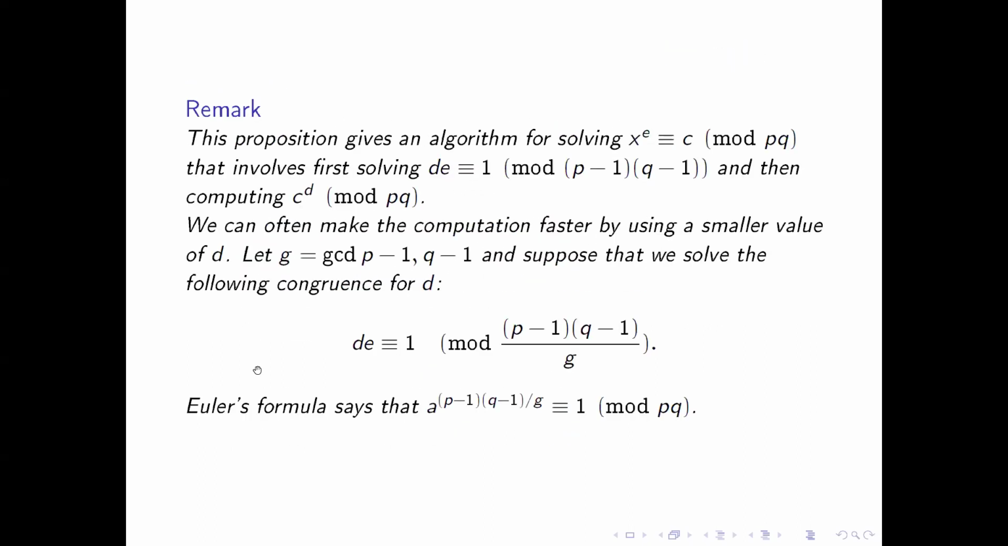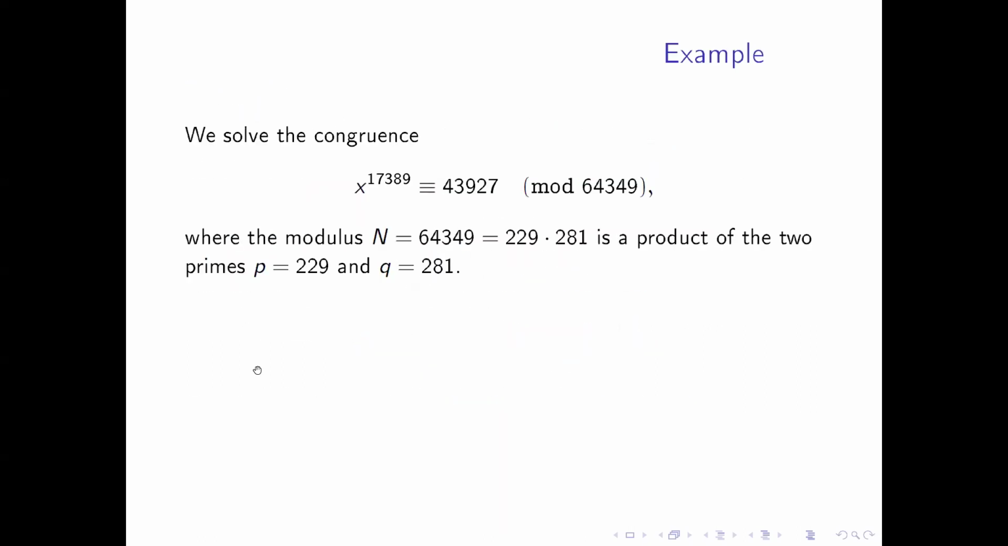So let's look at the congruence x to the 17,389 is congruent to 43,927. Yes, I'm dealing with bigger numbers here on purpose. And I'm going to skip and do a hand wave over the Euclidean algorithm. Again, you should be using this to do it really quick, really easy at this point in time.